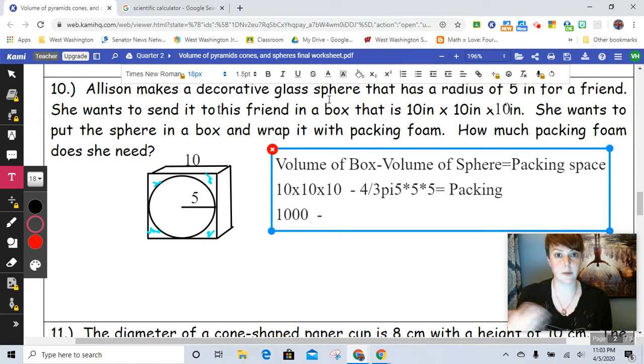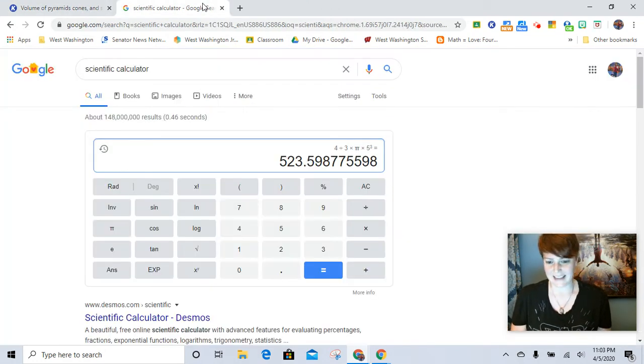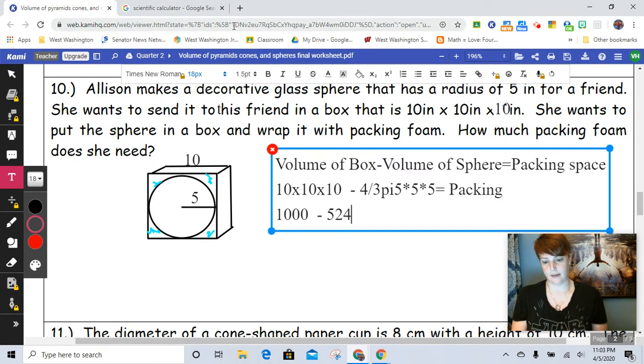Because on the other problem, we were still working with whole numbers. So 524. Okay, I got this. I think that's what it said. Yeah. Okay. And then that's going to be the space that is the packing peanuts.